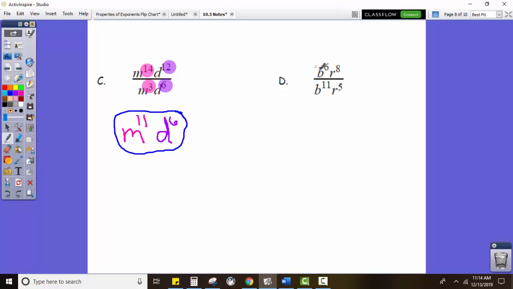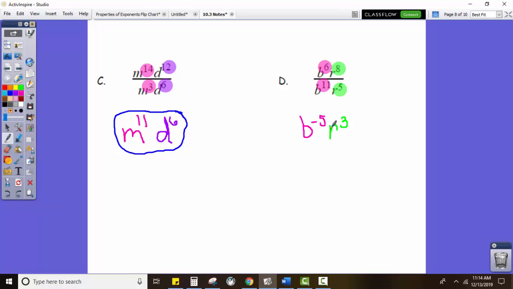Okay, for D, we have b to the 6th times r to the 8th, not the same base, so I can't multiply them, divided by b to the 11th times r to the 5th, again, not the same base, but let's see if we can divide some powers here. So b to the 6th divided by b to the 11th. Be careful, subtract. You always, always, always have to do numerator minus denominator. So when I do 6 take away 11, that is negative 5. So write b to the negative 5th. We will clear up that negative in a little bit. Then I look at r to the 8th divided by r to the 5th. 8 take away 5 is 3, so I have r to the 3rd.